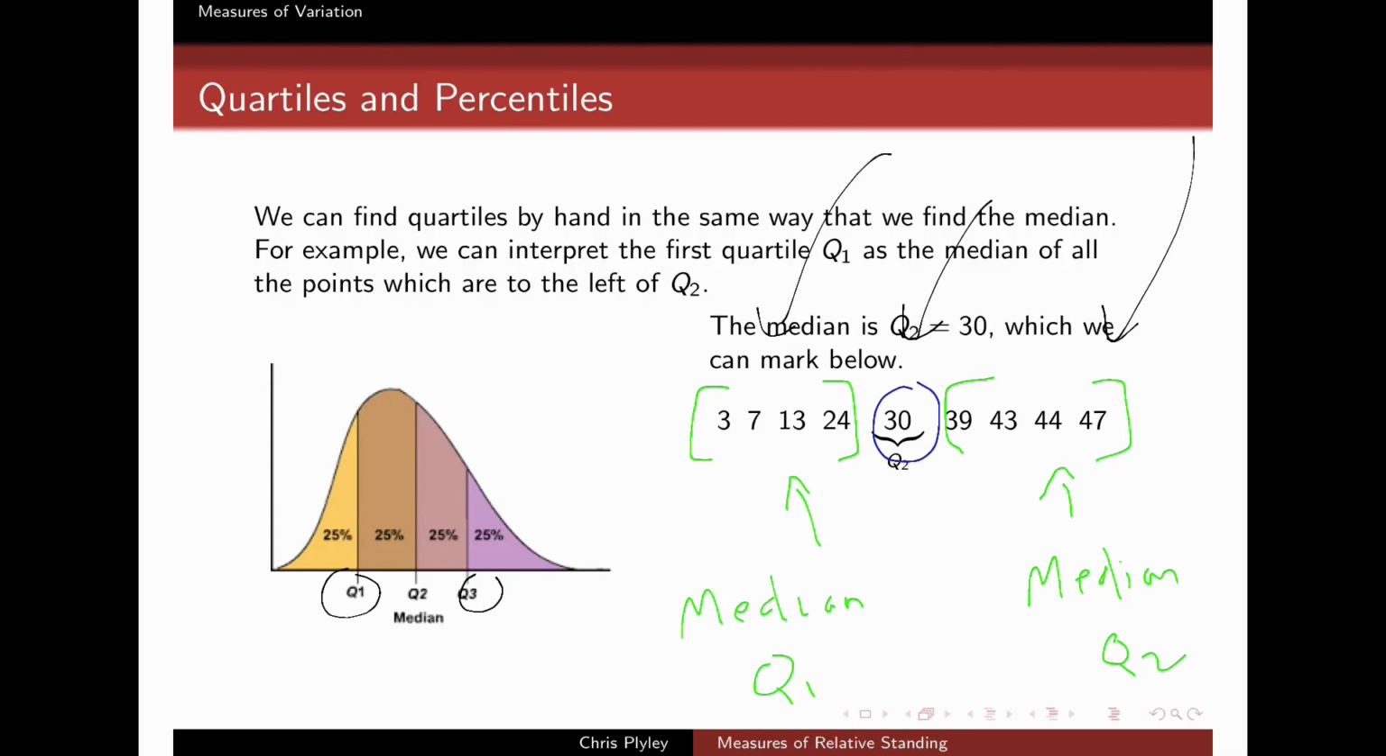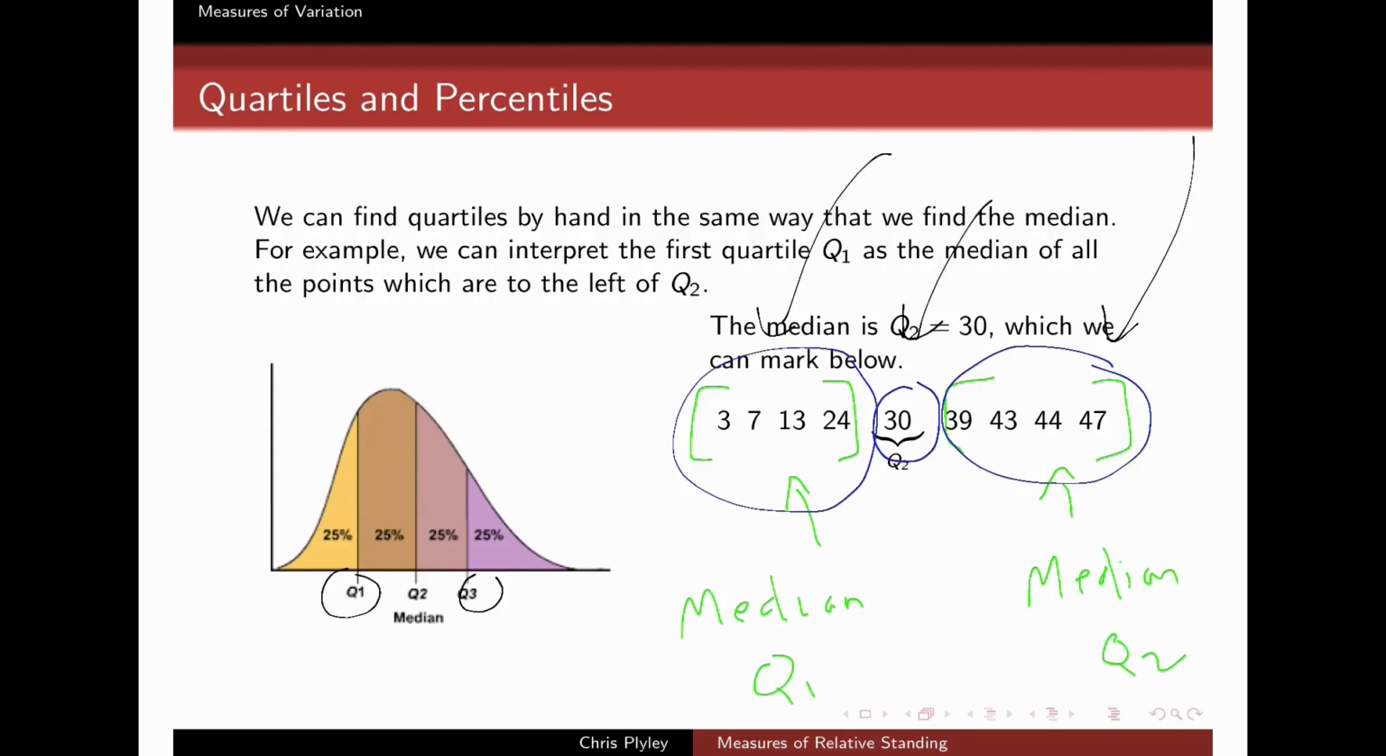So what is the median of these 4 numbers here? 3, 7, 13, 24. Can you find that median? I hope so. Can you find the median of these 4 points on the right of our median of 30? Can you find those? I think you can. If you find those, take a second and do it.